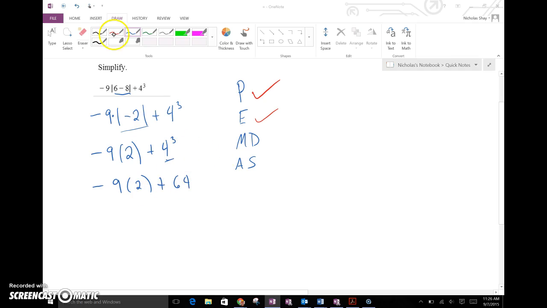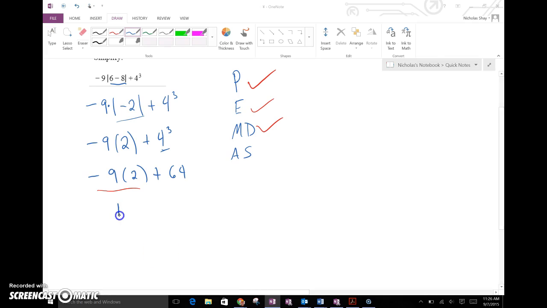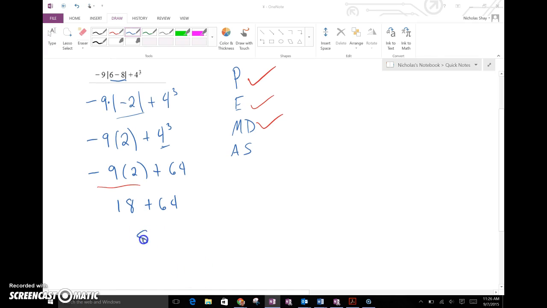So we did those parentheses. Now we've got to do this multiplication and division step. So right here, negative 9 times 2 is going to give us a positive 18 plus 64. And then 18 plus 64 is going to give us 82. So again, I think the issue probably lied up here in this part. Just make sure when you have two things written next to each other that those two things are going to end up being multiplied.